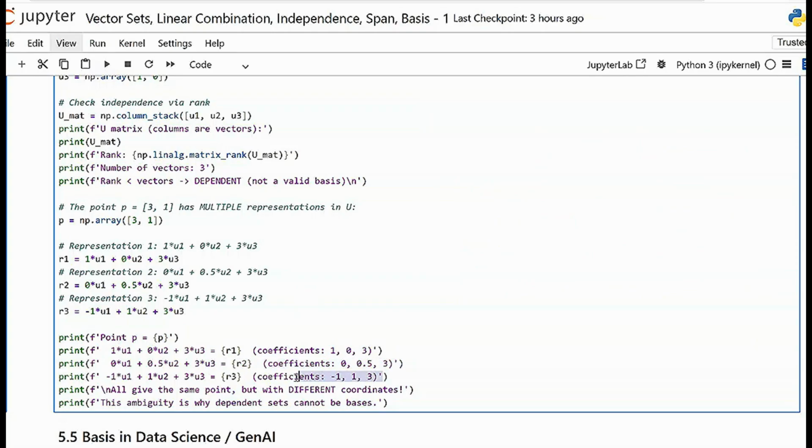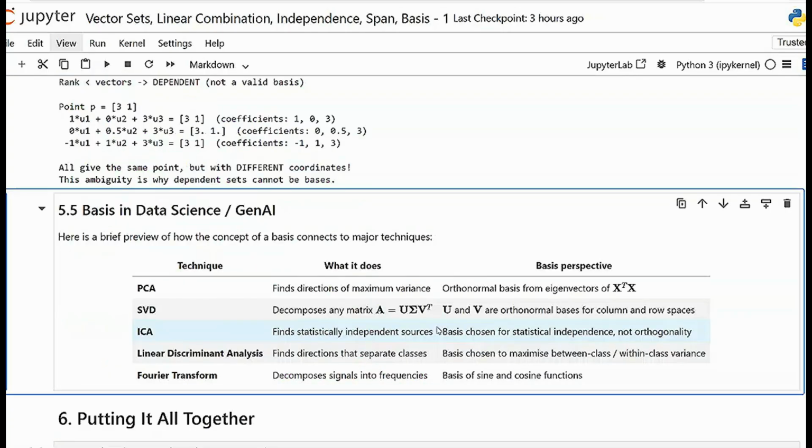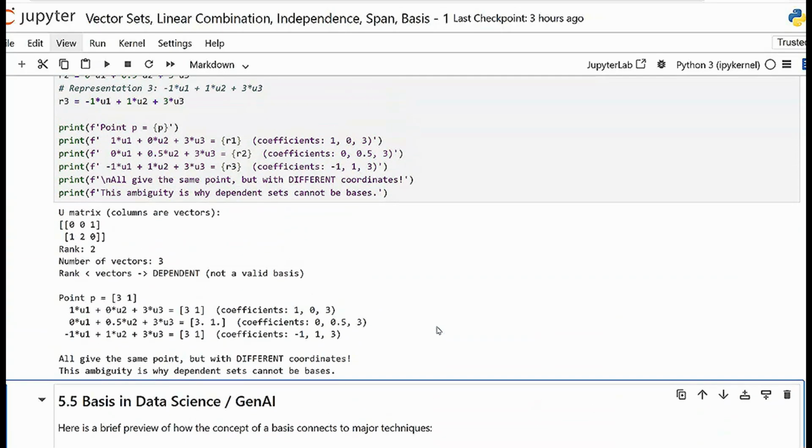And the critical observation is the same point and different coordinates. Same point and different coordinates. And last but not least, whether the coordinates are unique or not unique. Let me execute and see the output. Yes, dear friends, kindly observe here. All the given points are the same, but the coordinates are different.